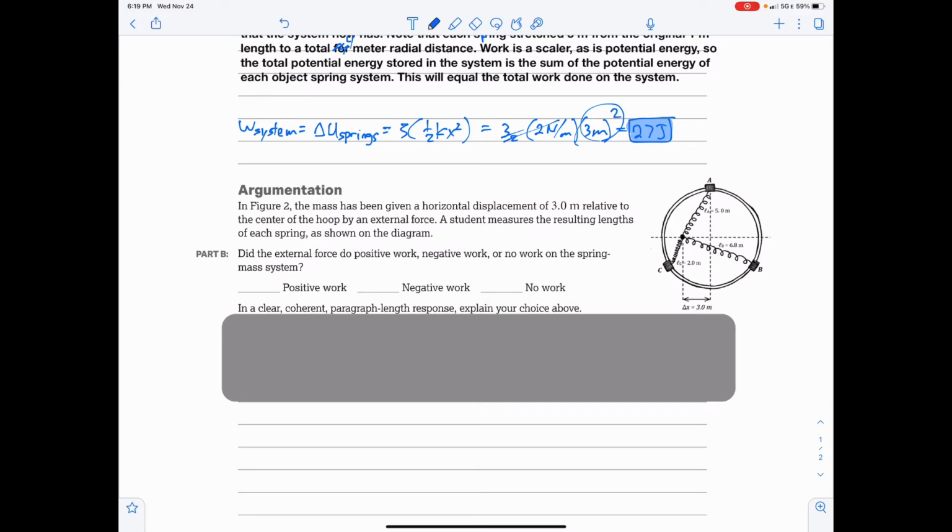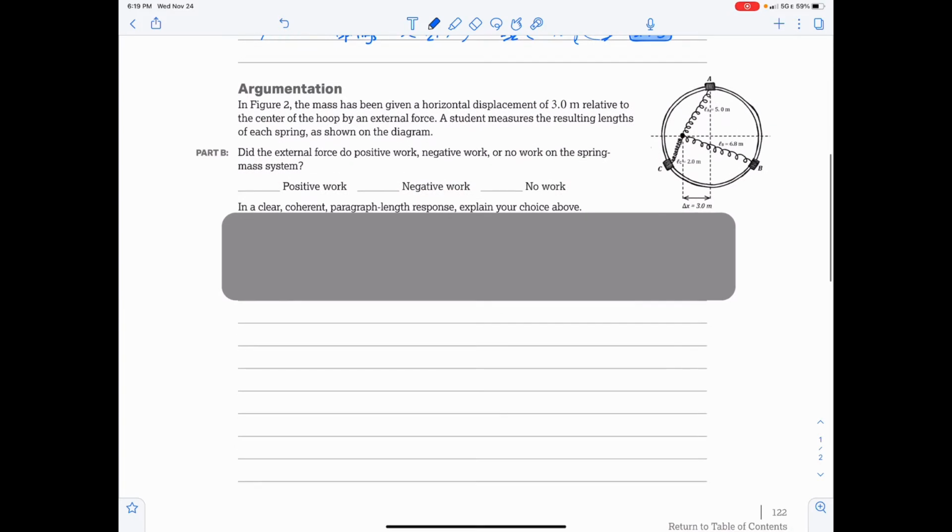Figure 2, the mass has been given a horizontal displacement of 3 meters relative to the center of the hoop by an external force. A student measures the resulting lengths of each spring, as shown in the diagram. Did the external force do positive work, negative work, or no work on the mass spring system? In a clear, coherent paragraph, explain your choice above. Well, let's figure out what's going on first, and then we'll write about it.